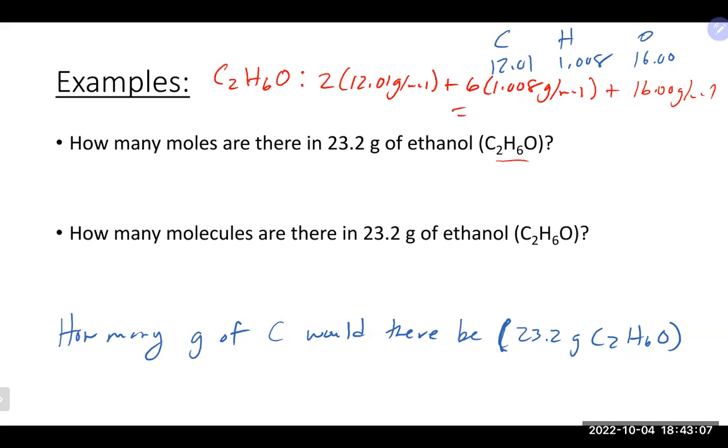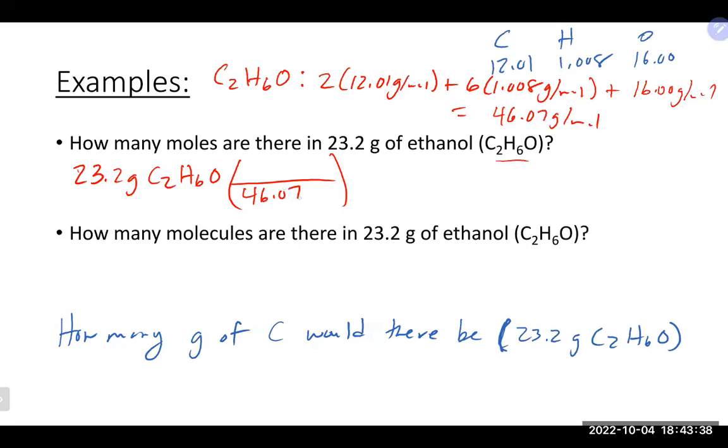That's going to get us 2 times 12.01. That gives 46.07, we'll call it. How's that? 46.07 grams per mole. And we will use that for our molar mass here. We'll start with 23.2 grams of C2H6O. We're going to divide by 46.07 grams per mole.